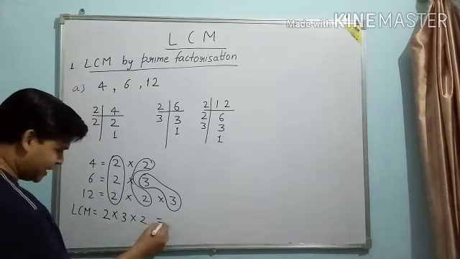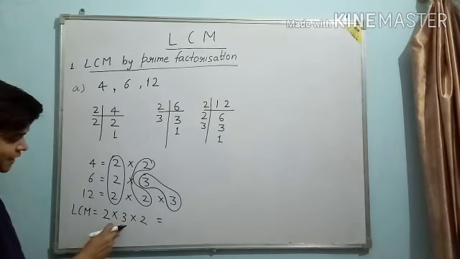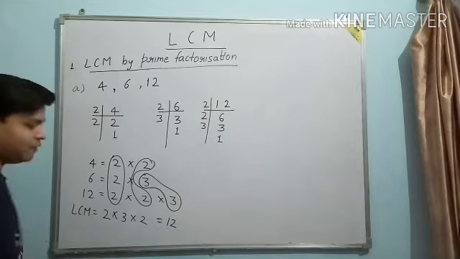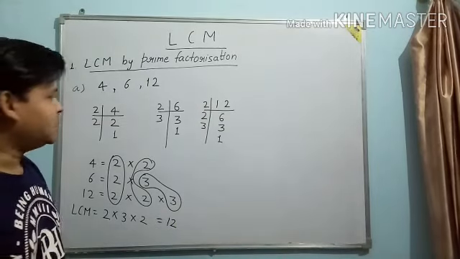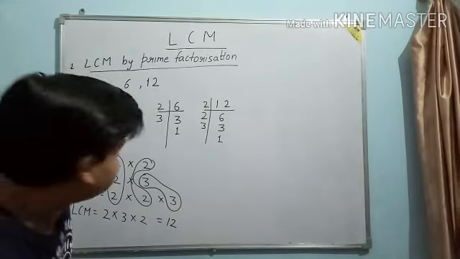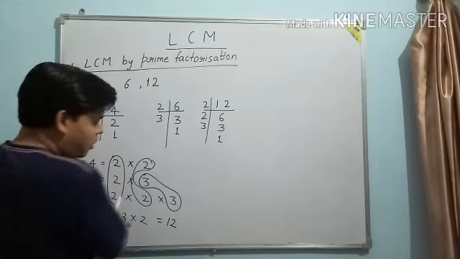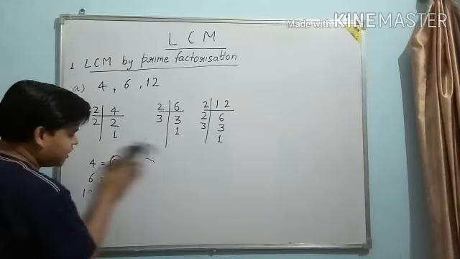Now let's multiply these numbers. 2 3 times 6, 6 2 times 12. So 12 is the LCM here. Similarly, we can take another number to understand. I hope you all have understood this. Let's take another example.